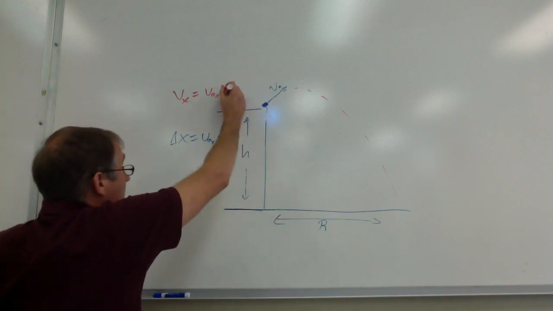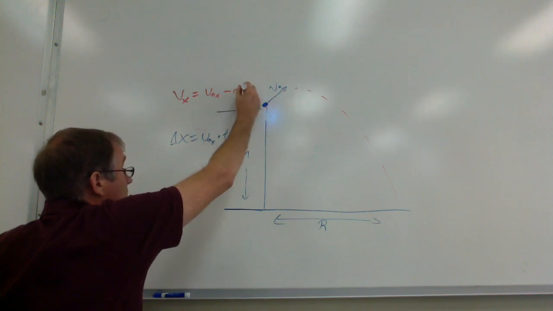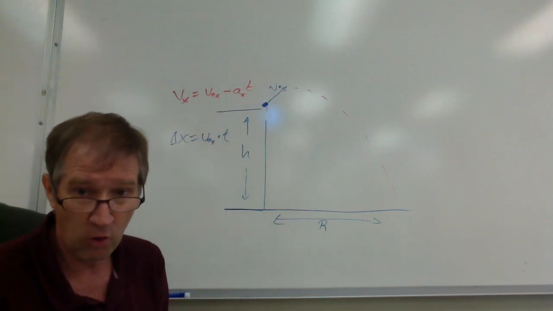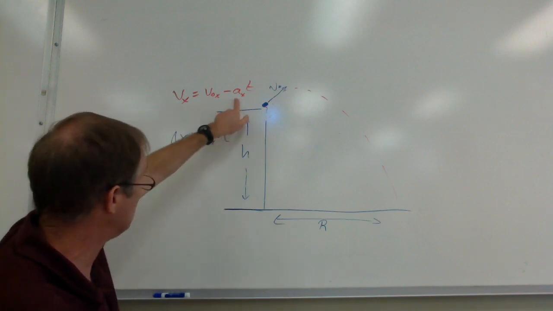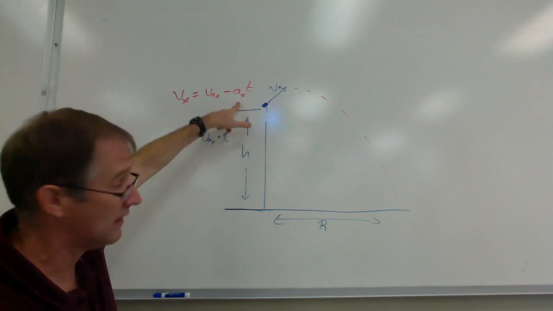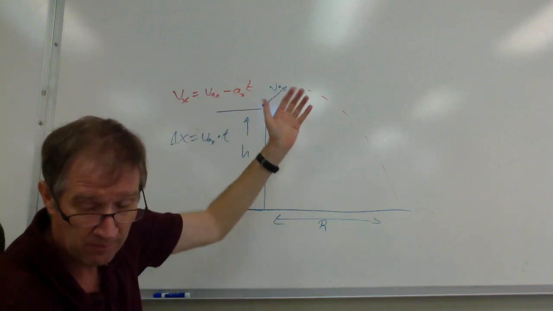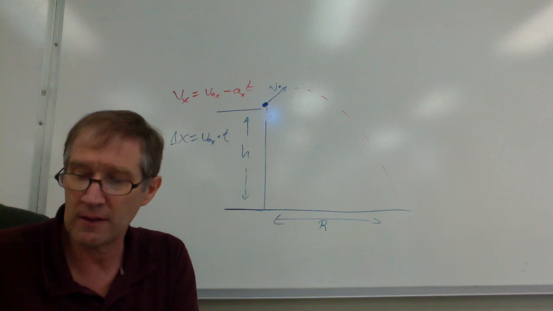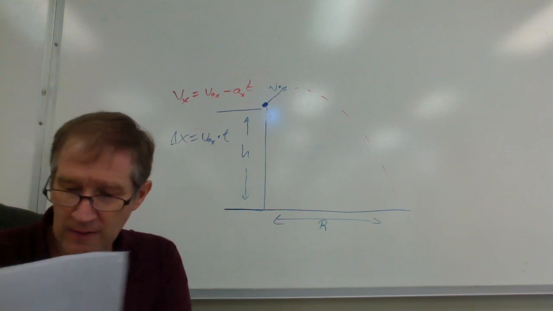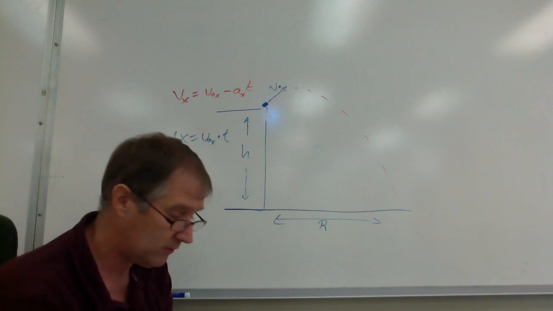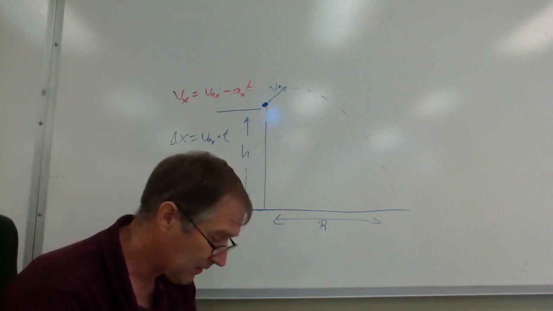But what if you had a resistive force? I'll put a negative there because it's going to slow the thing down as time goes on. The horizontal velocity would decrease because air resistance is causing a negative acceleration as it moves over. So it gets slower and slower and slower. Okay, hopefully that makes sense. So how would it affect the horizontal component of velocity? It would slow it down. It would decrease it. How about the time in the air?